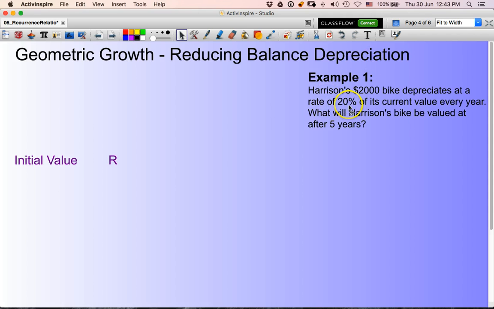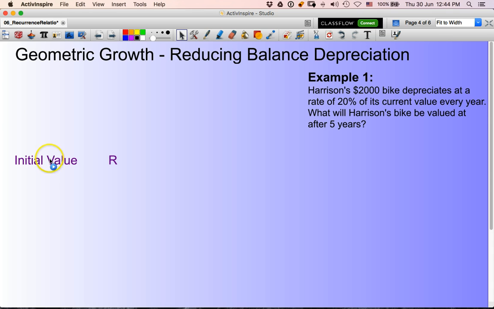What this tells me is that his bike, after 1 year, has lost 20% of its value, or in essence it's worth 80% of its value after 1 year. So 80% of the 2000 will be what it's worth after the first year. The second year will be 80% of what it was worth after the first year, and so on and so forth. Now I'll look to solve this using a recurrence rule.